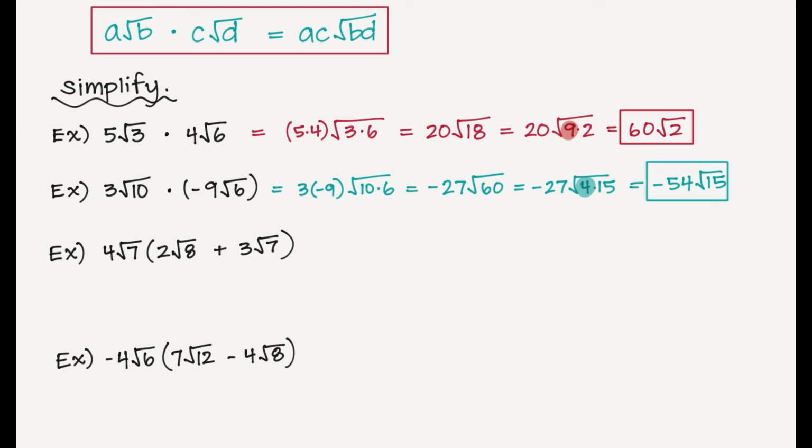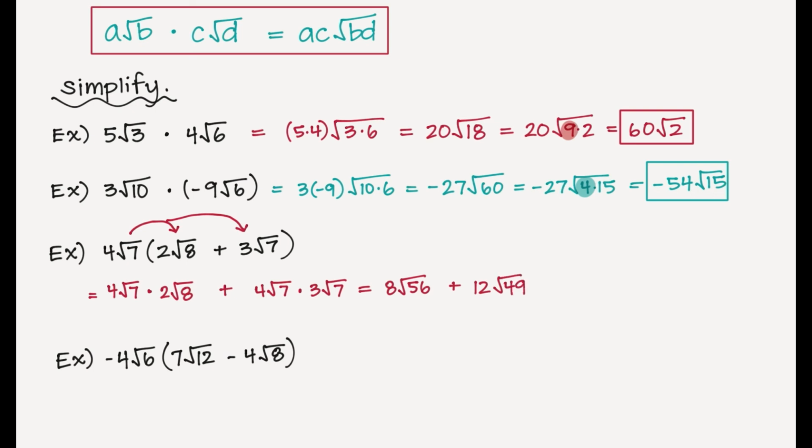Now, you might come across some examples where you need to use the distributive property, like in our next example. We're going to multiply 4 radical 7 times 2 radical 8, and then 4 radical 7 times 3 radical 7. So I'm going to go ahead and write that for you right here. And in the end, we'll be adding those together. So now, like we did before, let's multiply the outside numbers. 4 times 2 is 8, and on the inside, 7 times 8 is 56, plus 4 times 3 is 12, and 7 times 7 is 49, so that's 12 radical 49.